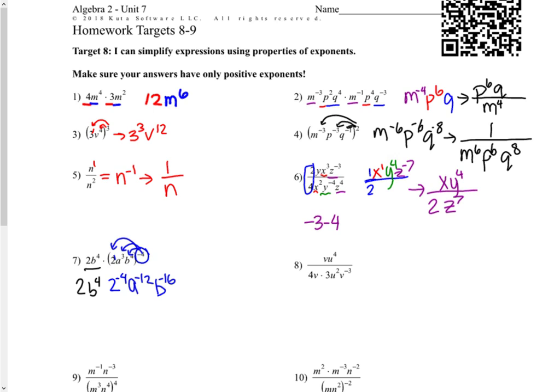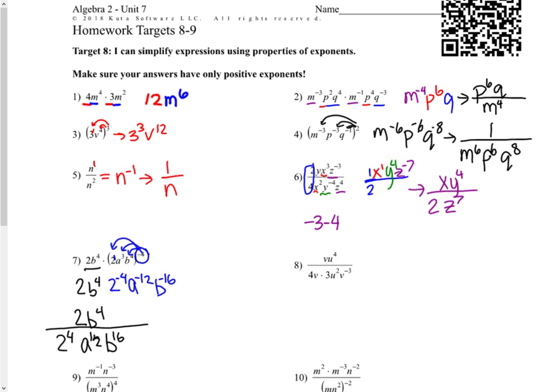We could combine everything now, or we can move all of our negative exponents to the bottom. On the last ones I combined right away, so on this one I'm going to show you moving it to the bottom. So I know everything I have here in blue has to move to the denominator. So I'm going to have 2b to the 4th over, remember when we move it down, everything becomes positive. So 2 to the 4th, a to the 12th, and b to the 16th.